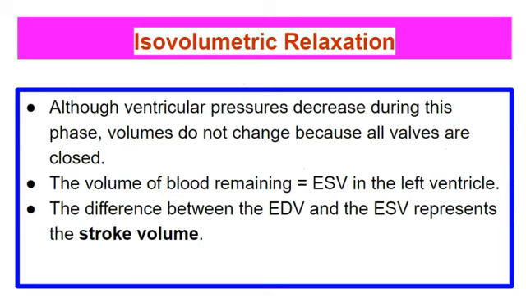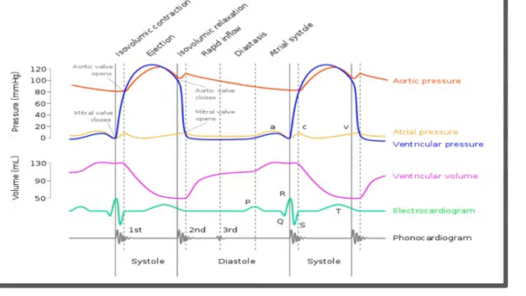And that amount that went out, that's 70 mLs, is referred to as the stroke volume. So if you go back here, the difference between 130 and 50 is the stroke volume.